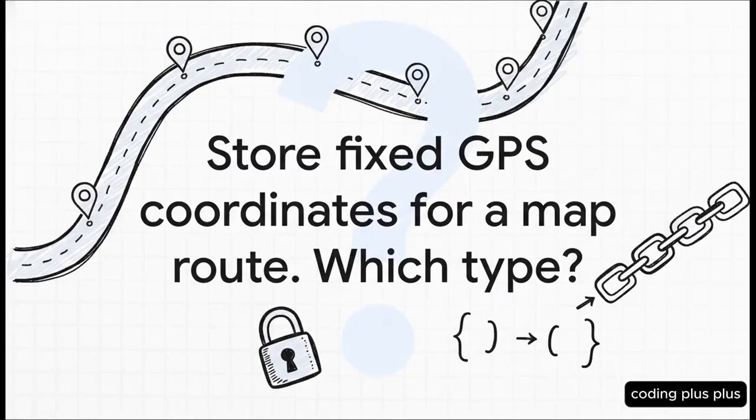And that brings us to one final thought exercise. Imagine you're building an app and you need to store the GPS coordinates for a map route, a route that absolutely should not be changed by the program after it's been set. Which of these three tools would you reach for and why? Answering that question is the key to writing better, safer, and more efficient Python code.